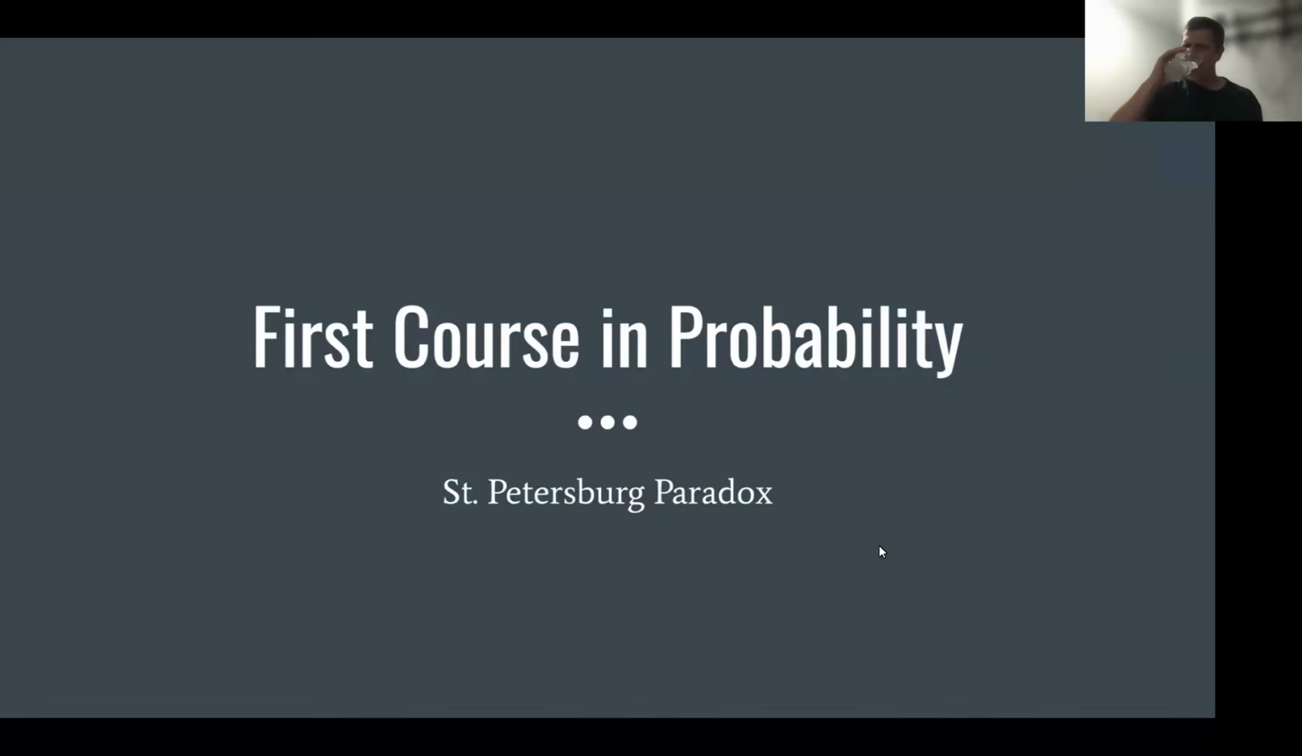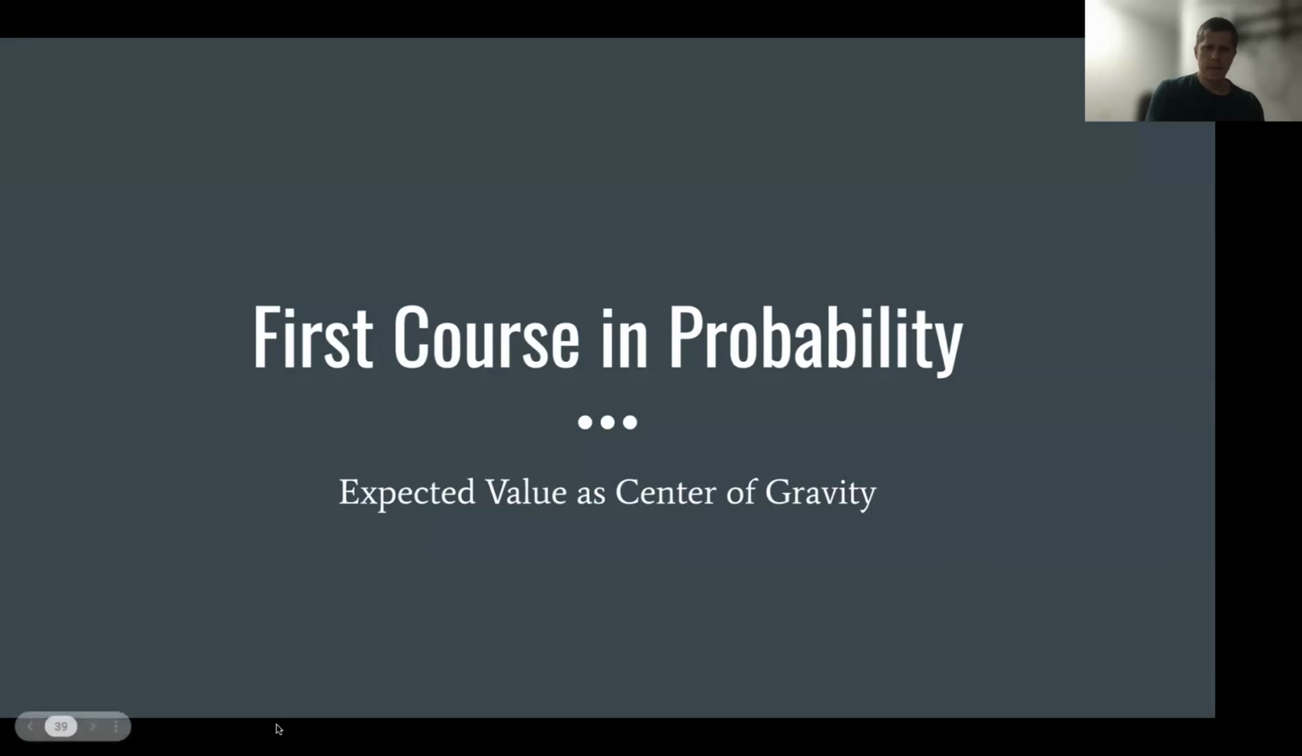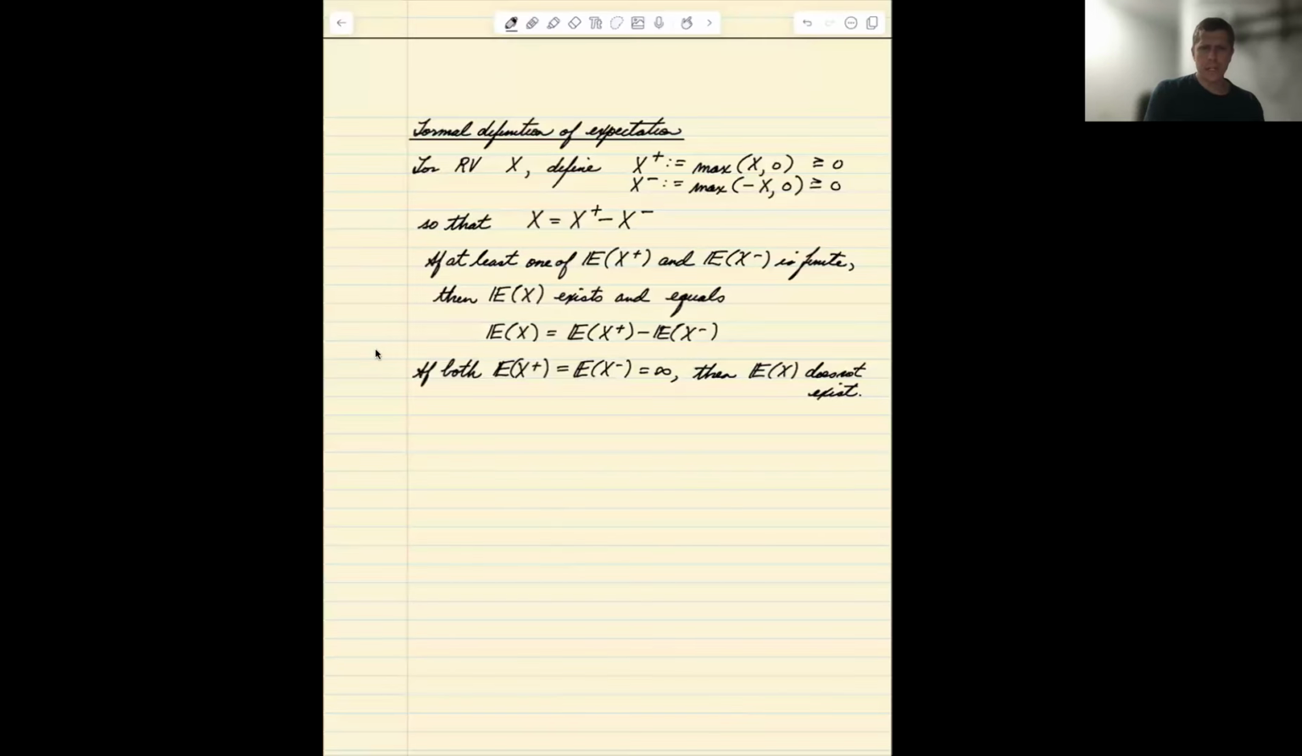Okay, so now we're going to go through some examples where the expectation actually is infinite or undefined, and talk about how to try to make sense of those cases. And there's a very well-known example called the St. Petersburg game or the St. Petersburg paradox. And that's going to be our first example.